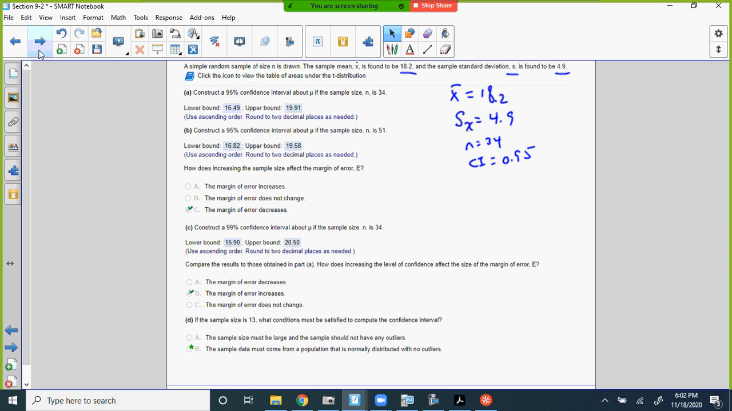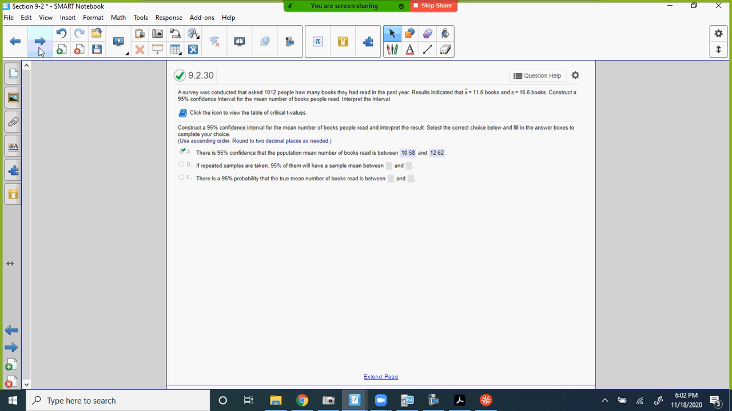Good question. All right. For this one, I actually grabbed it. It's 9.2, number 30, so you know exactly which one it is in your homework. Now, my numbers are different from yours. A survey was conducted that asked 1,012 people how many books they've read in the past year. The results indicated that the X bar, the mean, was 11.6. Standard deviation of the sample was 16.6 books. Construct a 95% confidence interval for the mean number of books people read, and then interpret the interval.